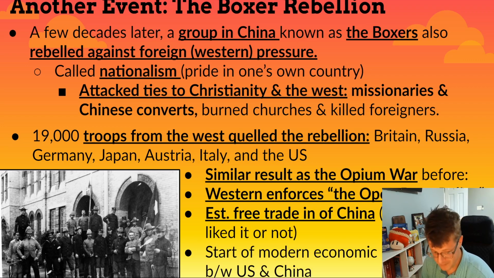And what happens, as you can see there, is the West, Britain, Russia, Germany, Japan, Austria, Italy, and even the United States, because it's set up by this point, will send troops to shut this rebellion down. And the West will enforce out of this something called the open door policy. The open door policy is kind of what was suggested at the end of the Opium Wars. It's the idea that China is forced to stay open for business, whether they like it or not. And it's a very interesting, odd start to a very long and still very complicated economic relationship between the United States and China that is still very relevant today.